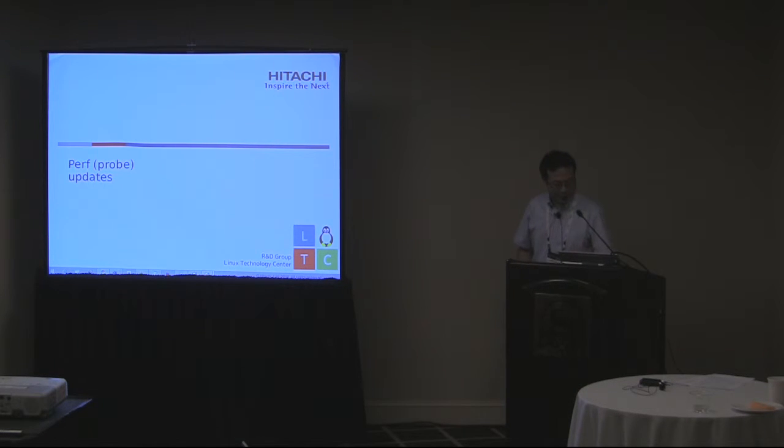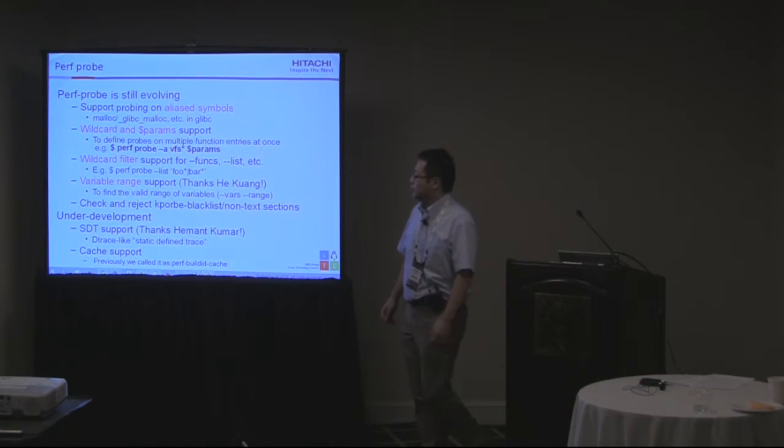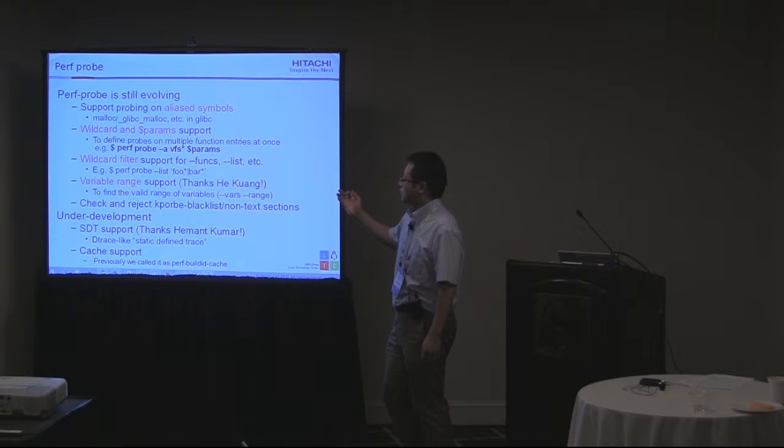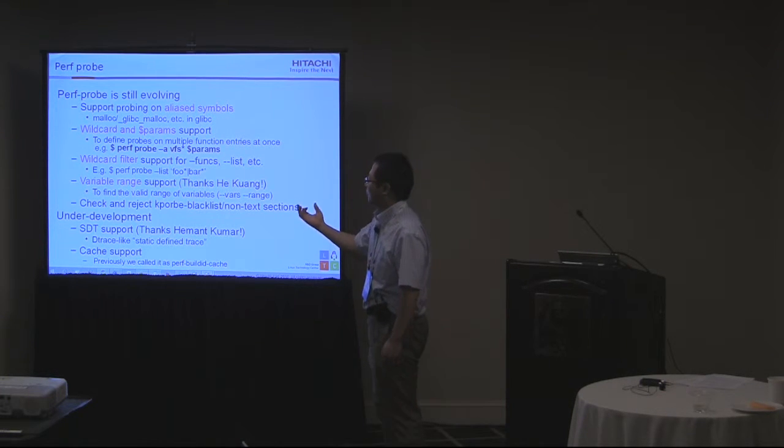The next one is Perf and the Perf-probe updates. Recently we've been actively working on Perf-probe, and Perf-probe is still evolving. For example, support for probing on alias symbols. What are alias symbols? Inside the glibc, the malloc function's true name is __libc_malloc.